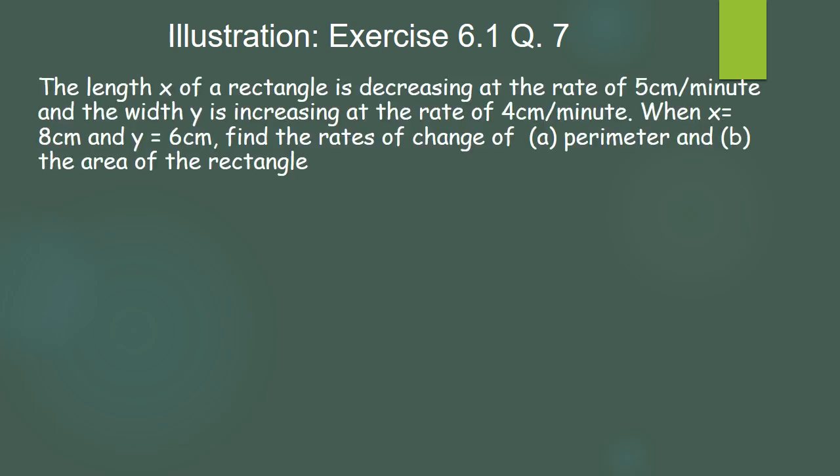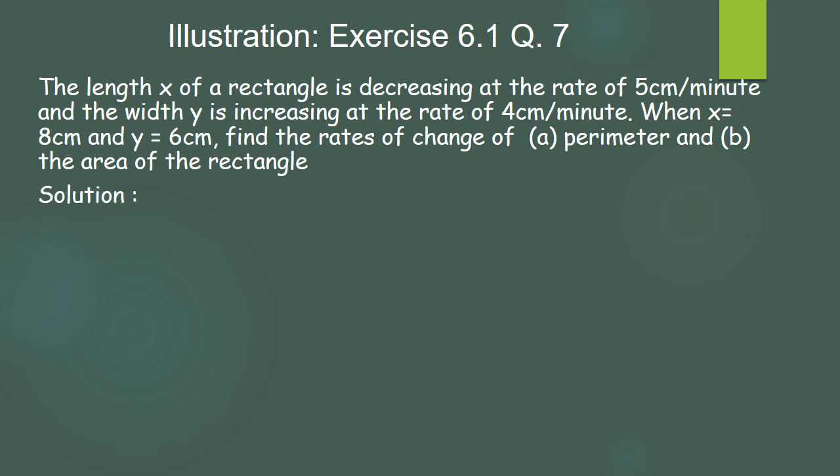For that, I am going to take exercise 6.1, question number 7. The question is given. The length of a rectangle decreases at the rate of 5 centimeter per minute, while the width y increases at the rate of 4 centimeter per minute. When x is 8 and y is 6, they have asked to find the rate of change of perimeter and the rate of change of its area.